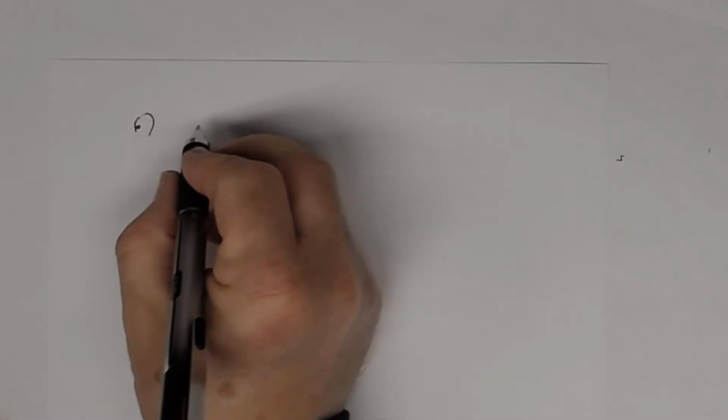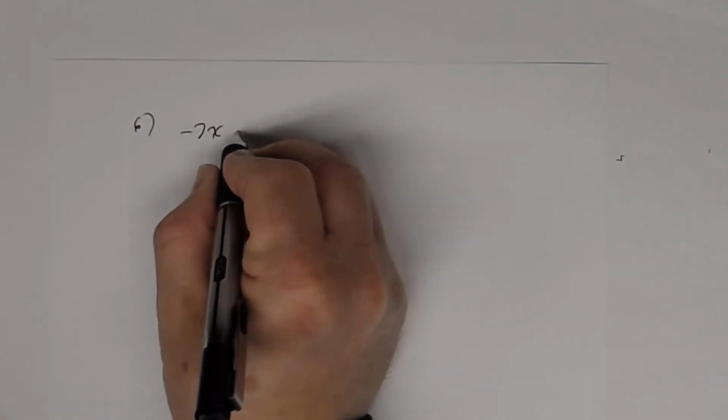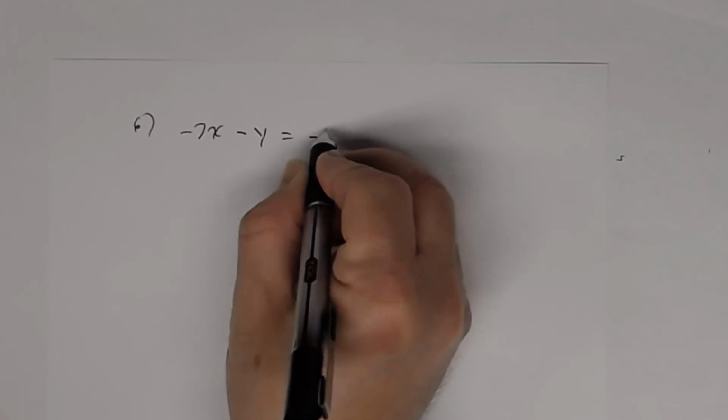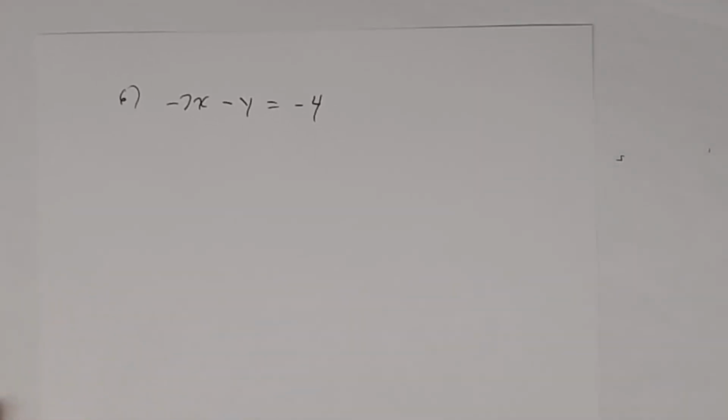So let's do number 6. All right, in number 6, we have negative 7x minus y equal a negative 4. So negative 7x minus y equals a negative 4.